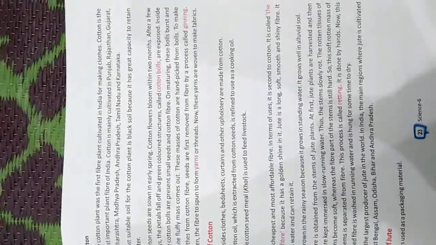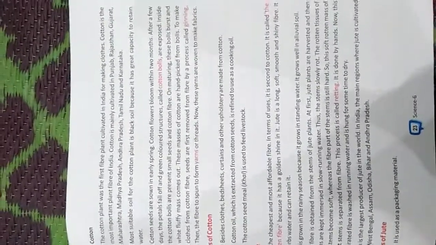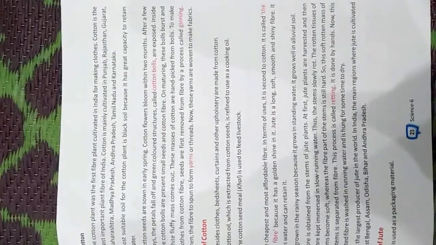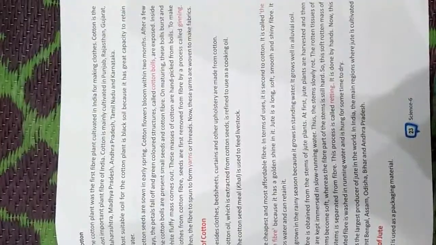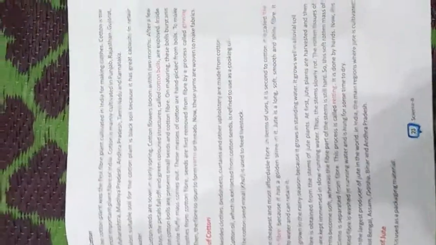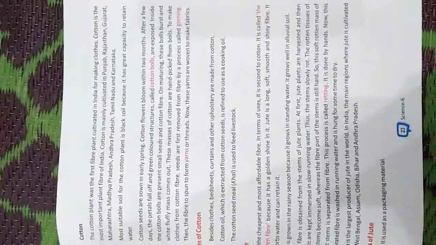So first of all, the cotton flowers bloom within 2 months. After some days, the petals fall off from the green structure called the cotton bolls and are exposed. Inside the cotton bolls are small seeds and cotton fibers. On maturing, these bolls burst and a white fluffy mass comes out. These masses of cotton are hand-picked from the bolls.